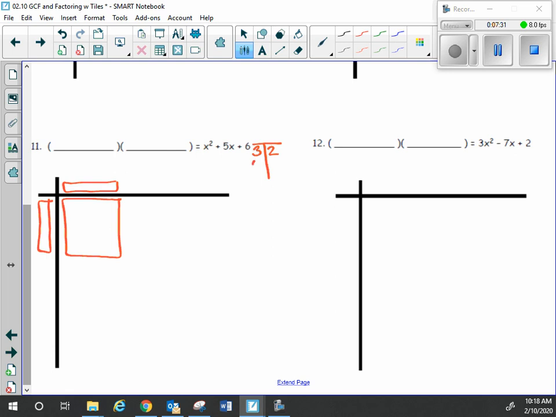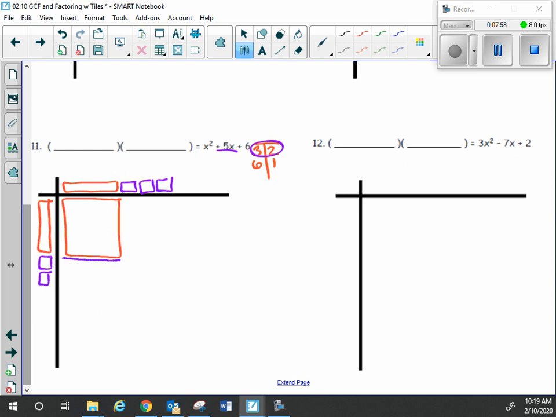and 6 and 1. Which one of those sets is going to be useful to us? 3 and 2. Why 3 and 2? It makes 5. Does it matter where I put 3 and where I put 2? Nope. I'm going to put 3 and I'm going to put 2.